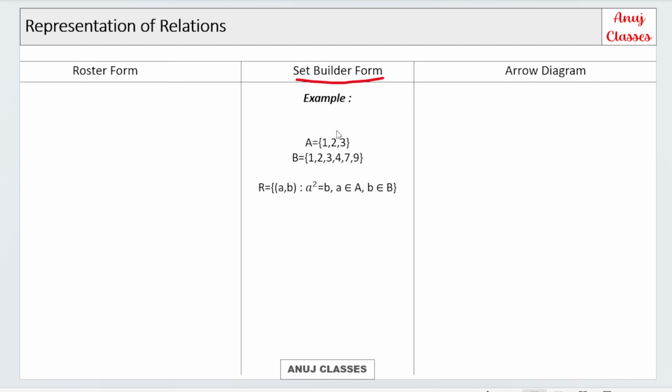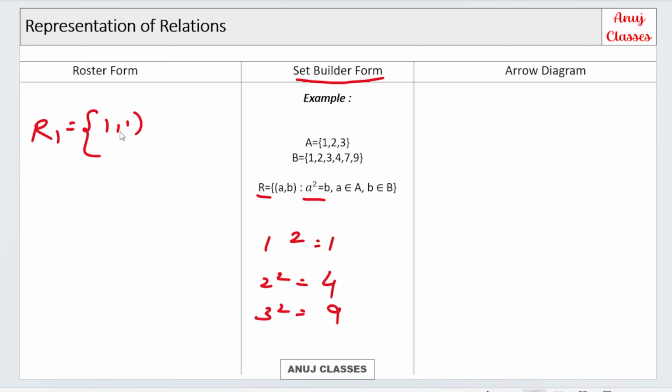So for the set builder form, suppose we have a set A which is 1, 2, 3, and we have set B, and there is a relation. So what does this relation say? The relation says that a squared is equal to b, such that a belongs to A and b belongs to B. So we can see that 1 squared is equal to 1, 2 squared is equal to 4 and 3 squared is equal to 9. So in the roster form, how can I write that? (1,1), (2,4) and the last one is (3,9).